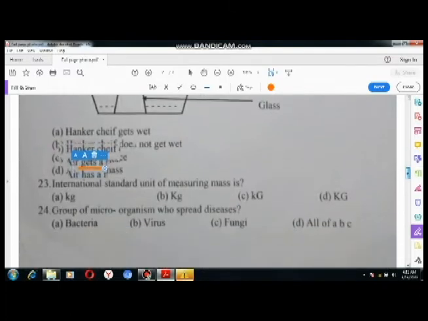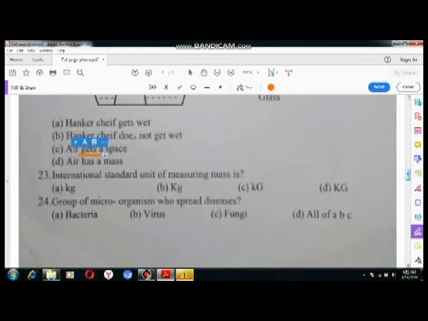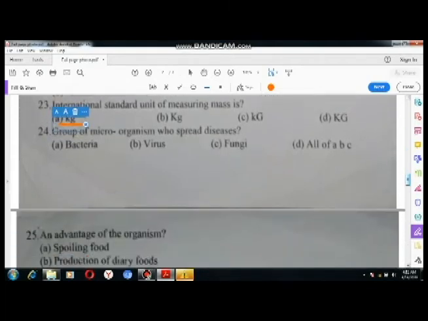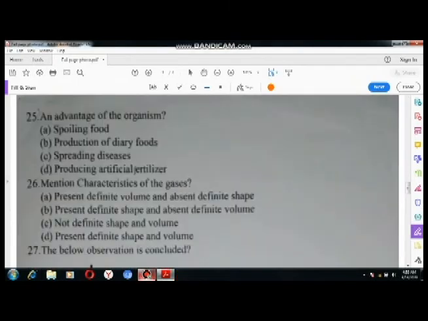The international standard unit of measuring mass is the kilogram, symbol kg. Answer A. Groups of microorganisms that spread diseases: bacteria, viruses, fungi. All these species spread diseases. So the answer is all of A, B, C. Answer D. Okay, next question.